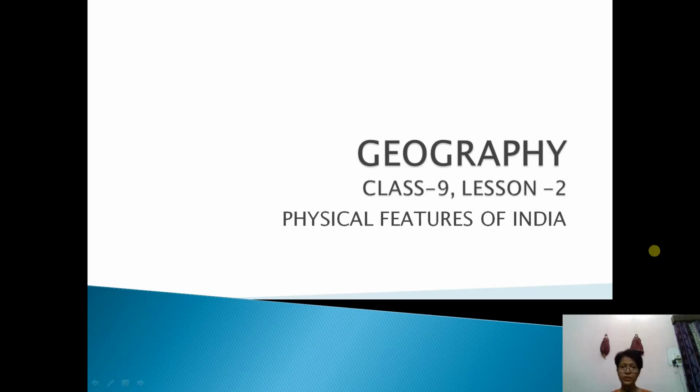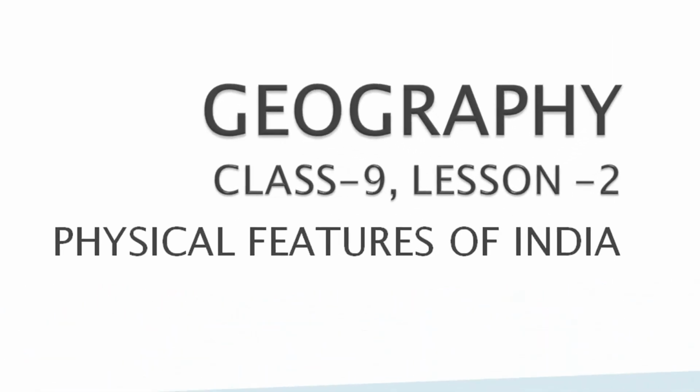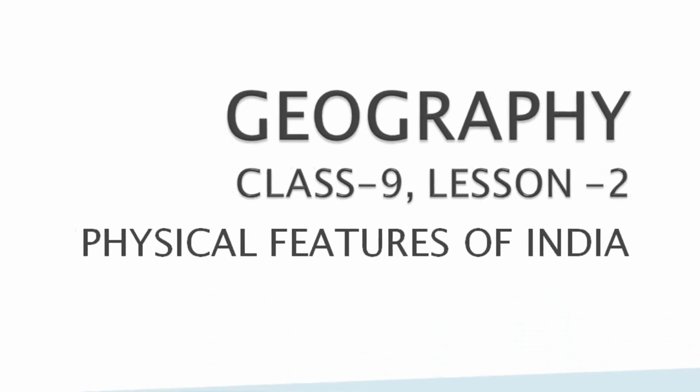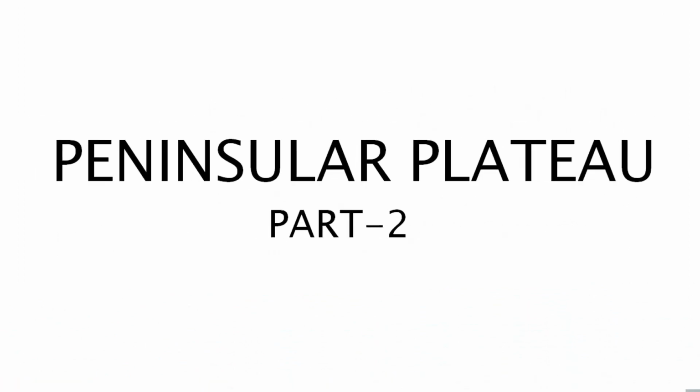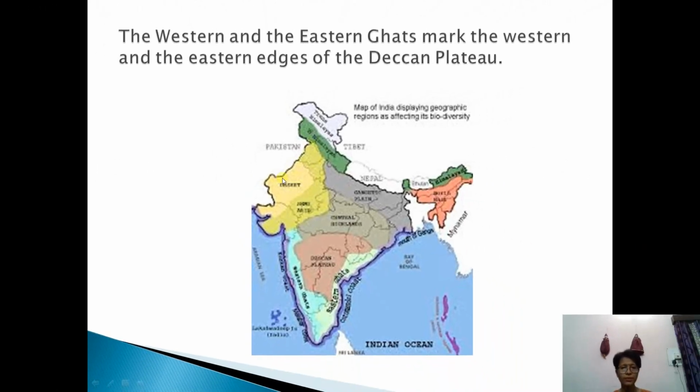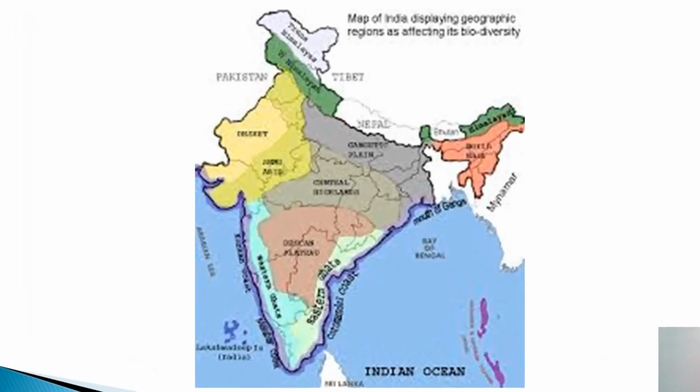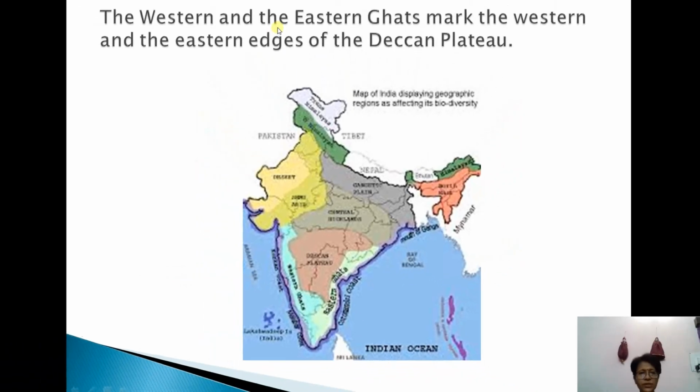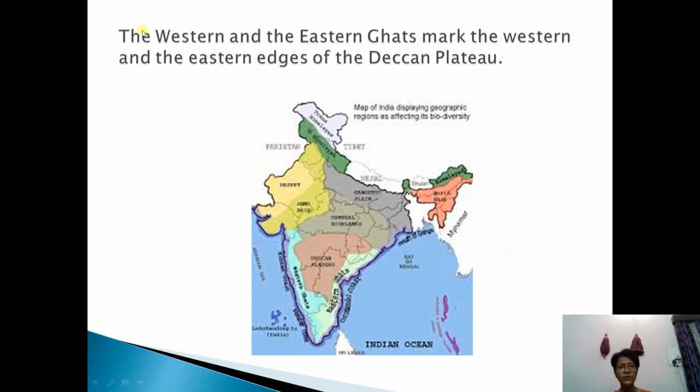Hello children. In Geography class 9, lesson 2, Physical Features of India, I am going to start Peninsular Plateau, part 2. You see the map of India here. Here, Western Ghat and Eastern Ghat in the Plateau region you see, both the western side and eastern side. Now see the western and the eastern Ghats mark the western and the eastern edges of the Deccan Plateau.